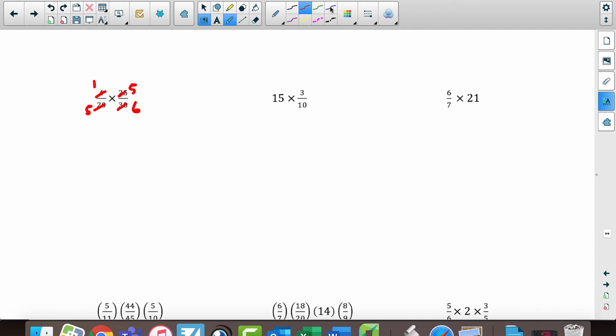Anything else you could do? Absolutely. You have a 5 and a 5. Divide them both by 5, you get 1 and 1. And now we can get our answer. 1 times 1 is 1. 1 times 6 is 6.